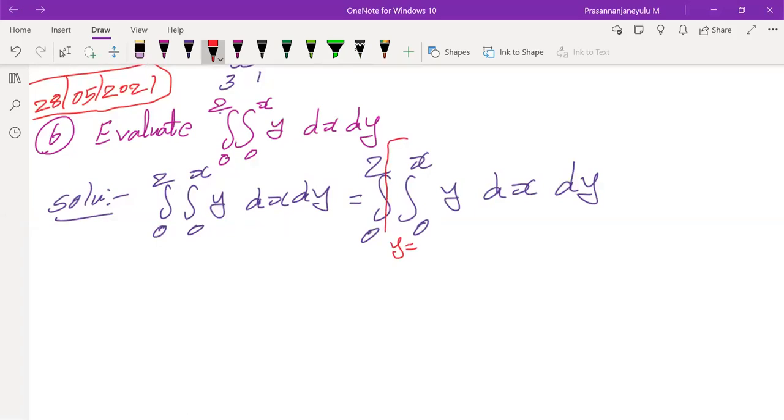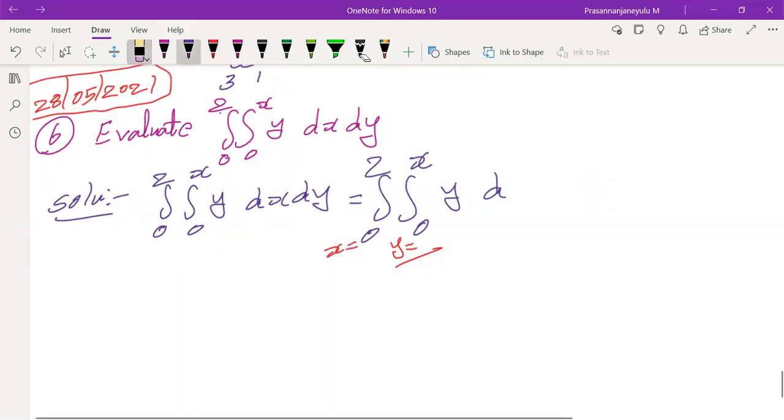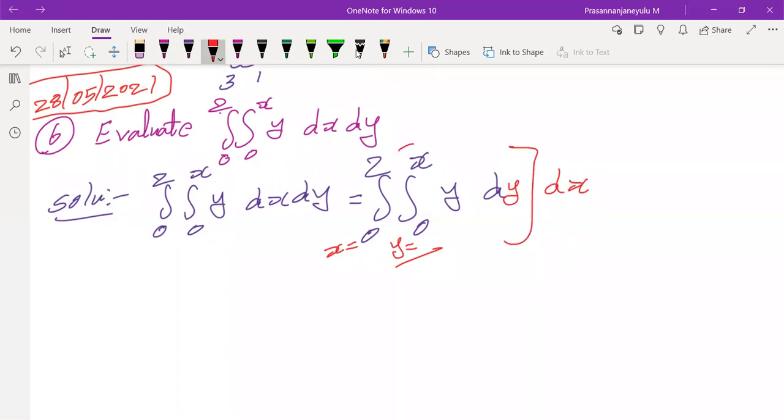Because of that reason, we have to do integration first with respect to the y variable. And these are the limits of the x variable. So we have to do integration with respect to the y variable. Because of that reason, instead of dx dy, I'm writing dy into dx. So first we have to do integration with respect to the y variable.